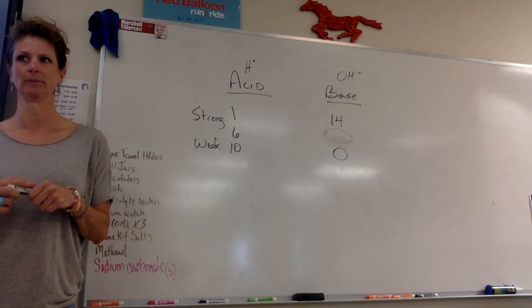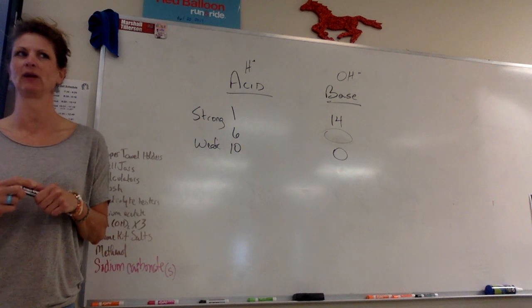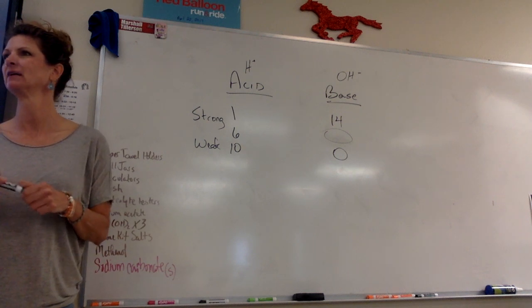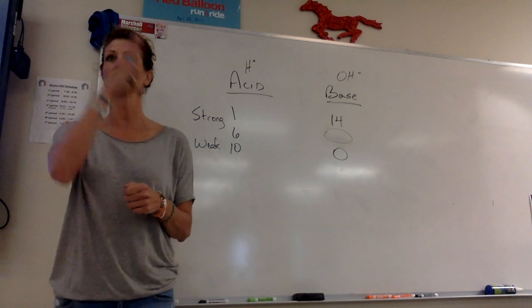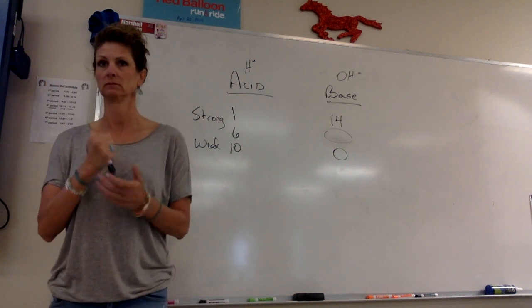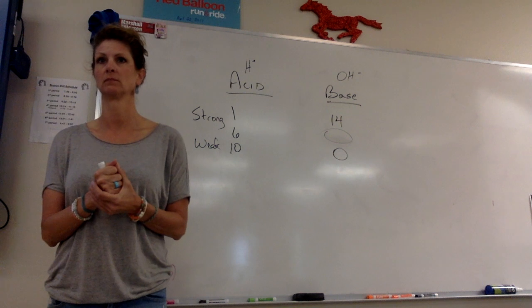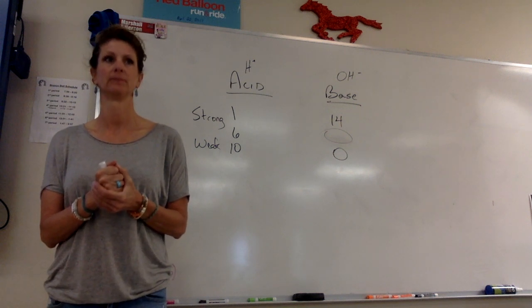Did that help? Sort of. I kind of felt like that helped until I just messed it up. So is 7 the weakest? 7 is neutral. 7 is neither base nor acid. If you're acid, 14 is still the base. Yes. Acid's here is the strongest, if you're the base, 14 is the strongest.